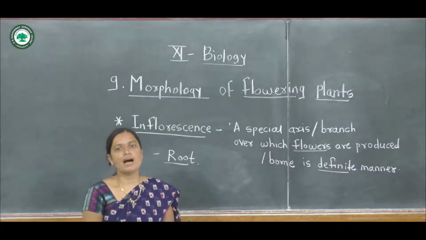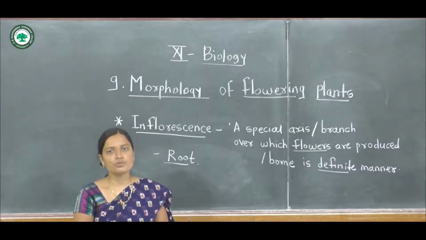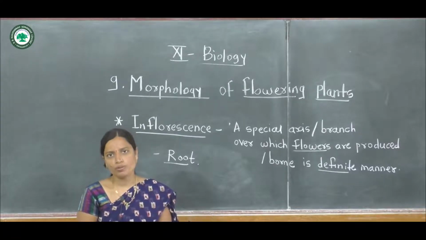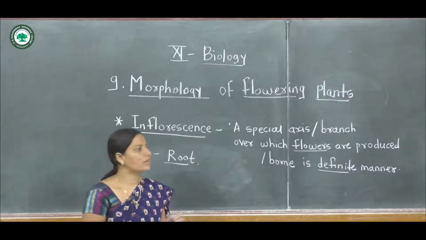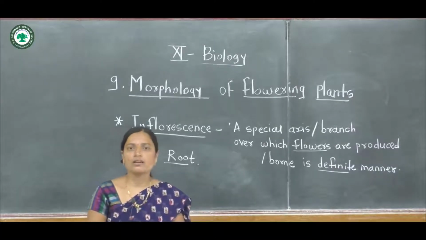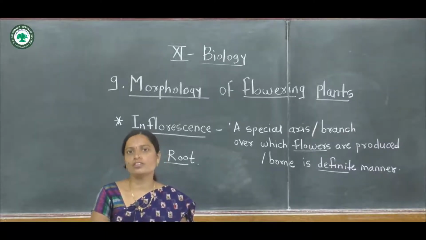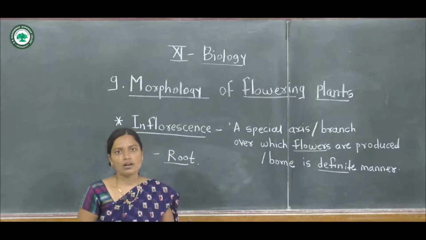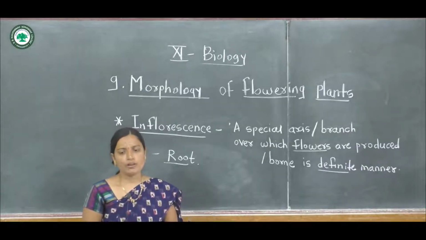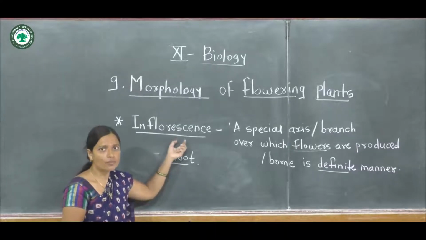The next part of the plant is the stem. The stem gives support to the whole plant body. The next part is the leaves. The leaf is green in color and is used for photosynthesis. These are some morphological parts of the flowering plants. Now in this video we shall discuss inflorescence.